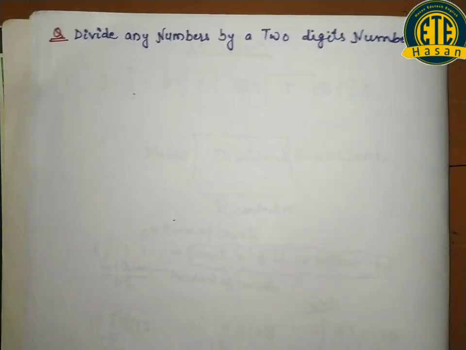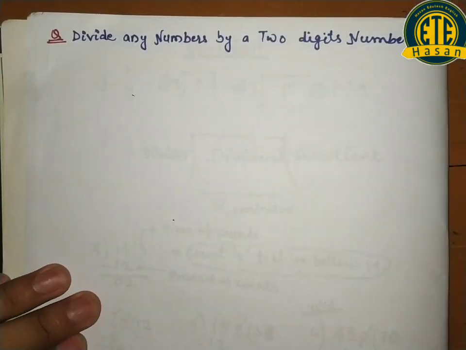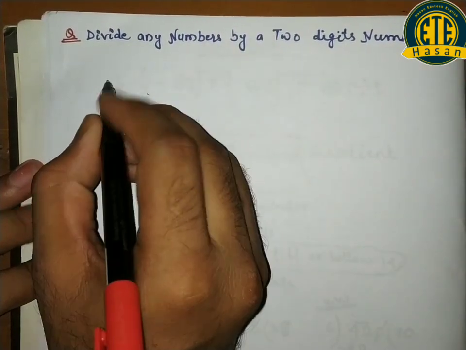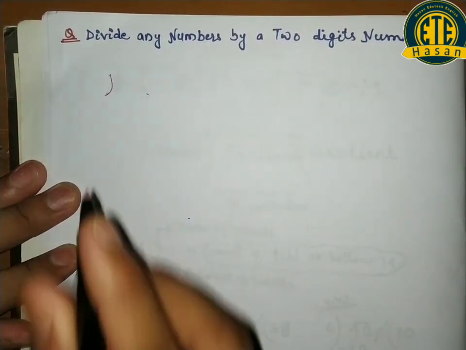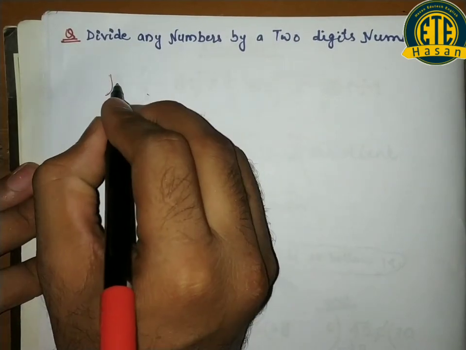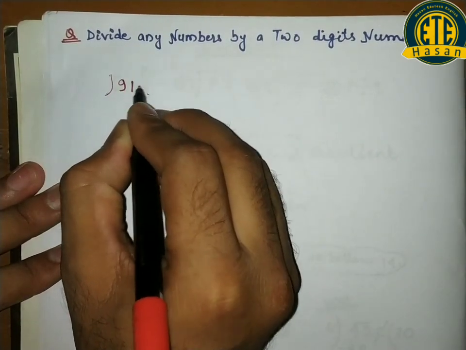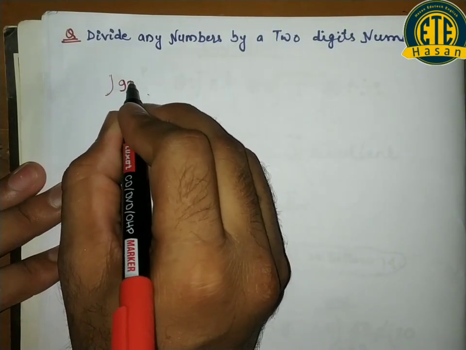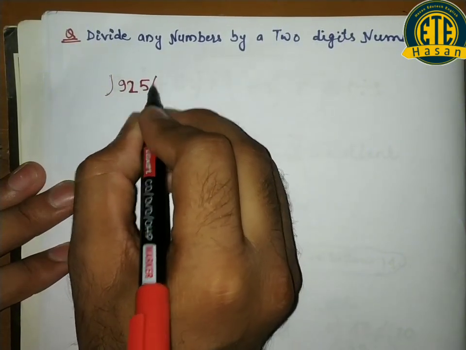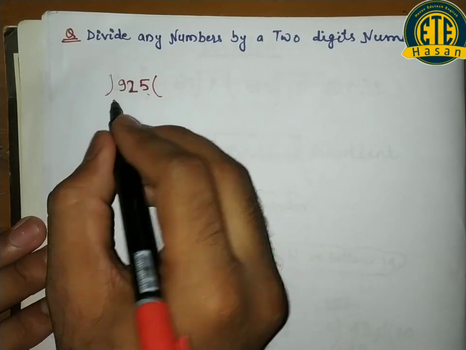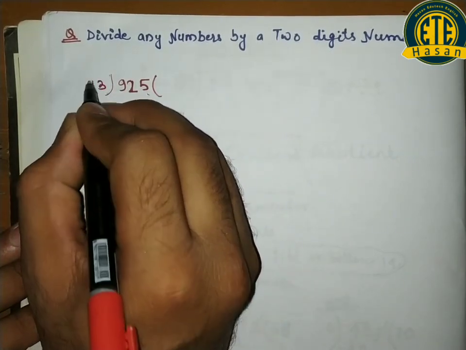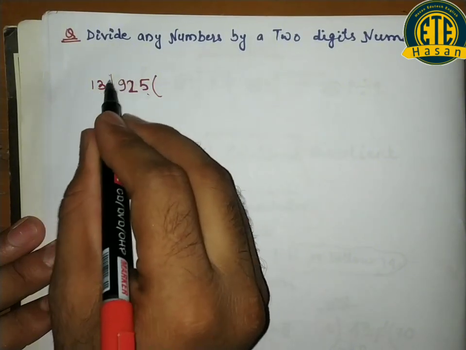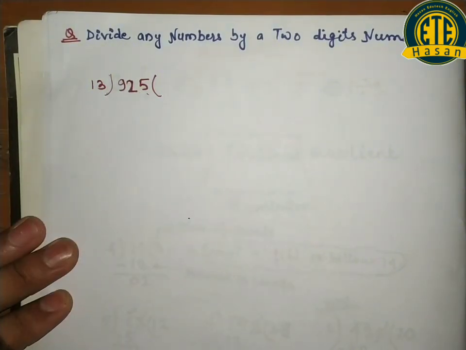Okay, let's take an example. Suppose I have the number 925. We have to divide this number by 13. Here 13 is the two-digit number, and we have to divide 925 by 13.